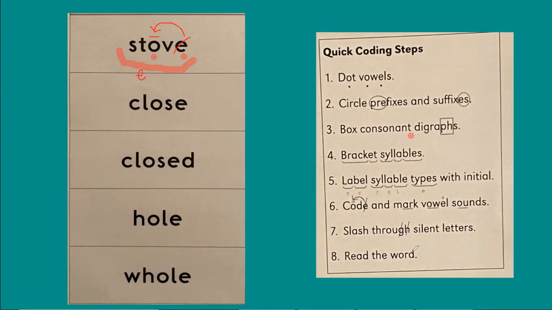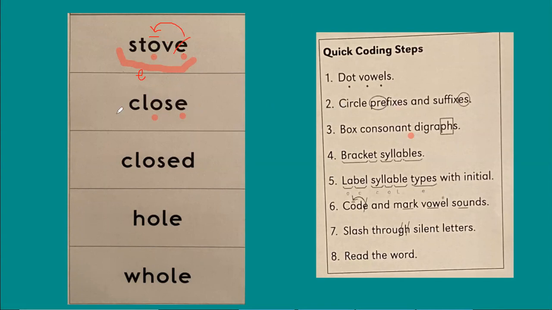We're going to do the next one together. Let's say close. So the first thing we do is we go back to number 1, dot vowels. So we have O and E. The next thing, circle prefixes and suffixes. I do not see any at the beginning or end of this word.